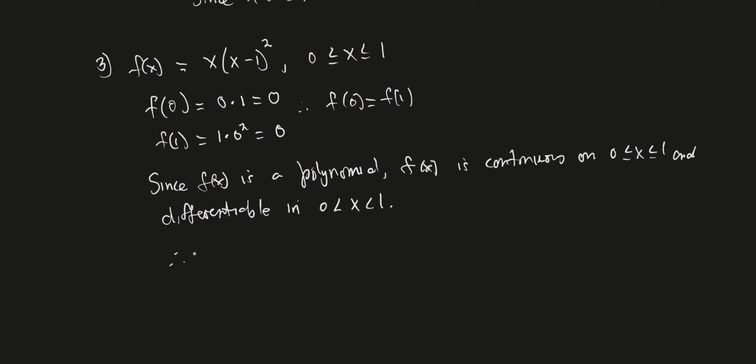So therefore, Rolle's theorem applies. Finally, I guess the third time's the charm. So it means that at some value of x between 0 and 1, this function has to have at least one stationary point. So there has to be at least one point where the derivative is equal to 0, right? So let's now find this derivative.